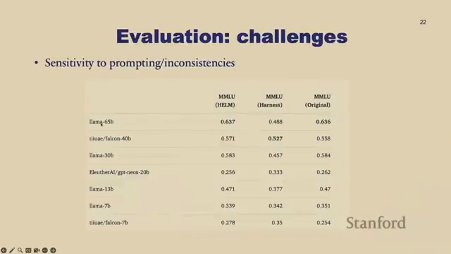For example, Llama 65B, which was the first model of Meta in the Llama series, had on HELM 63.7 accuracy, but on this other benchmark had like 48.8.